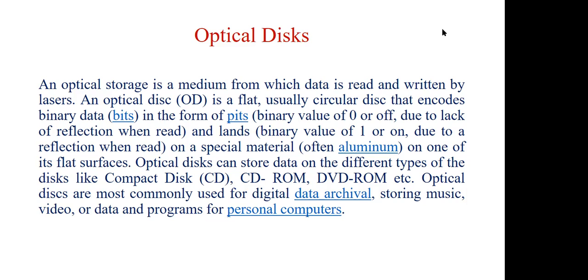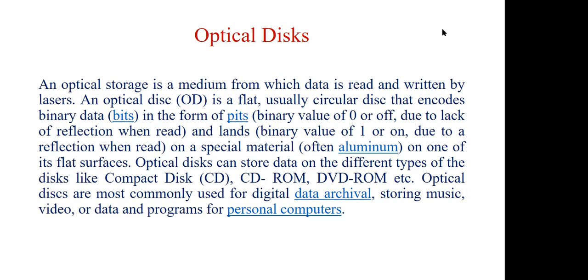Due to reflection on a special material, often aluminium, that concept of pits and lands works. The special material used is called aluminium on one of its flat surfaces. So some chemically treated aluminium is used there. Optical discs can store data on different types of disks like compact disc, CD-ROM, DVD-ROM, etc. All these are optical devices. Optical discs are most commonly used for digital data archival, storing music, video, or data and programs for personal computers.